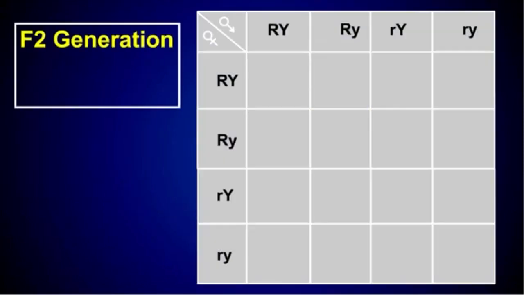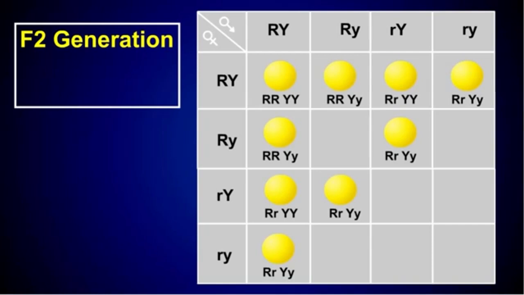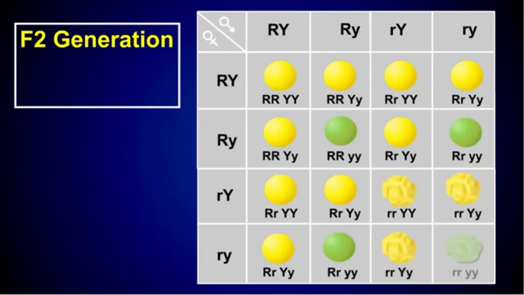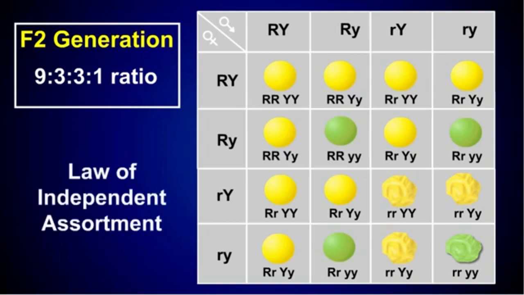A Punnett square is created to determine the F2 generation that results from this cross. Of the offspring produced within the F2 generation, 9 are round yellow peas, 3 are round green peas, 3 are wrinkled yellow peas, and 1 is a wrinkled green pea. In other words, a 9:3:3:1 ratio exists within the F2 generation. Mendel was able to use this observation to determine that factors assort independently of other pairs of factors. This has become known as the law of independent assortment.